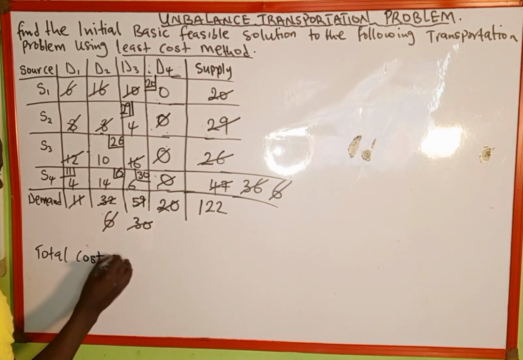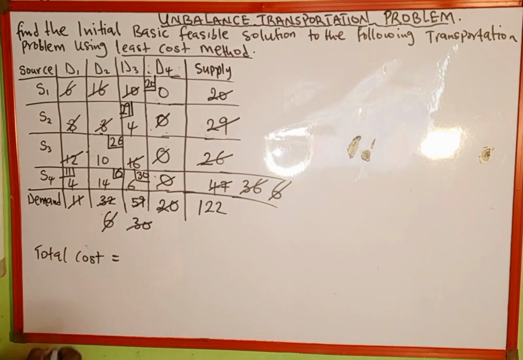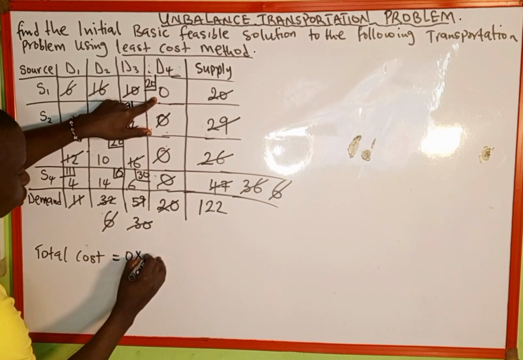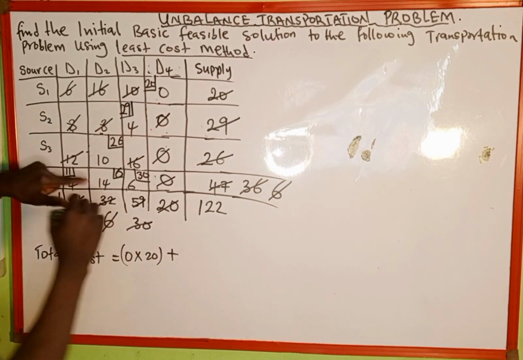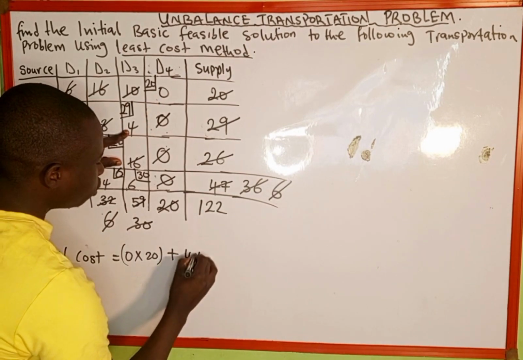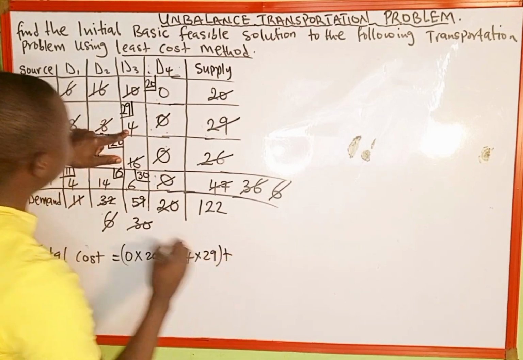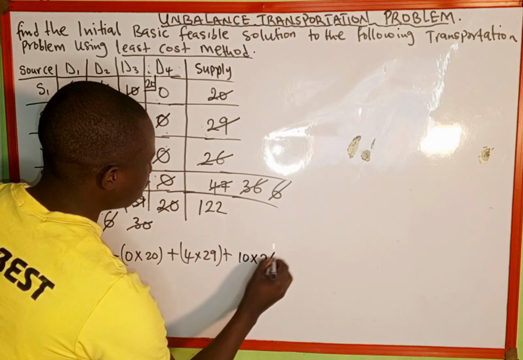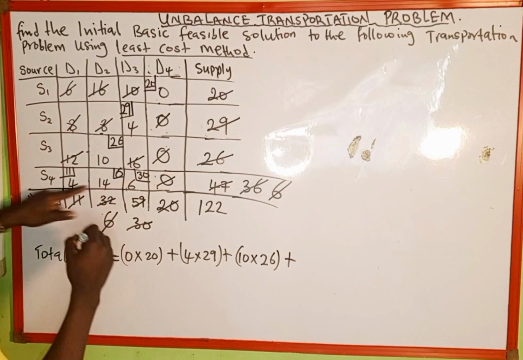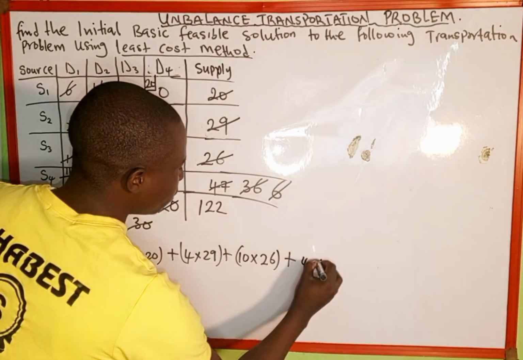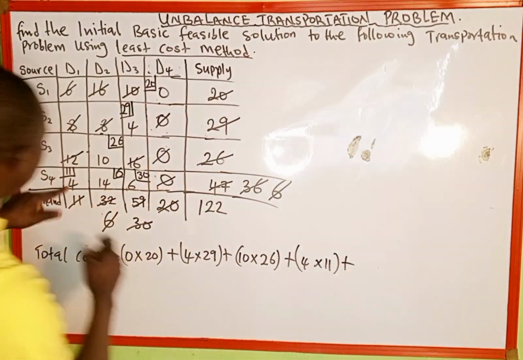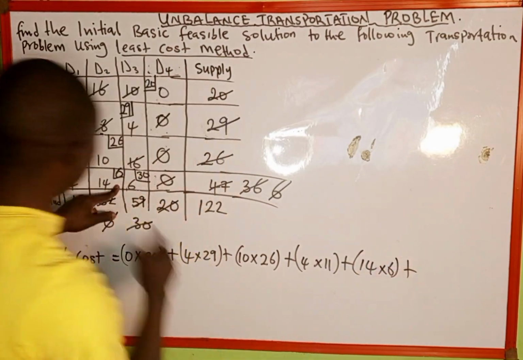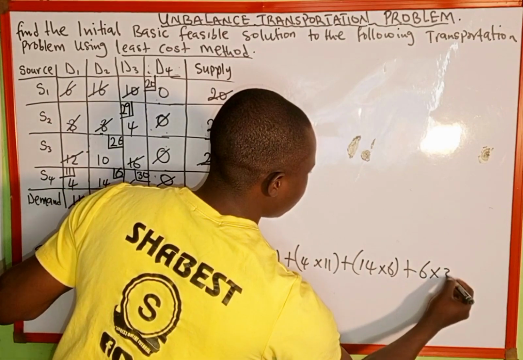So the next, to get the total cost, we are going to multiply the cost by the allocation value. So the first one is going to be 0 multiplied by 20. Then plus, we allocate value here, 4 multiplied by 29. Then plus, where do we allocate value? We allocate value here, 10 multiplied by 26. Then plus, we allocate value here, 4 multiplied by 11. Then plus 14 multiplied by 6. Then plus 6 multiplied by 30.